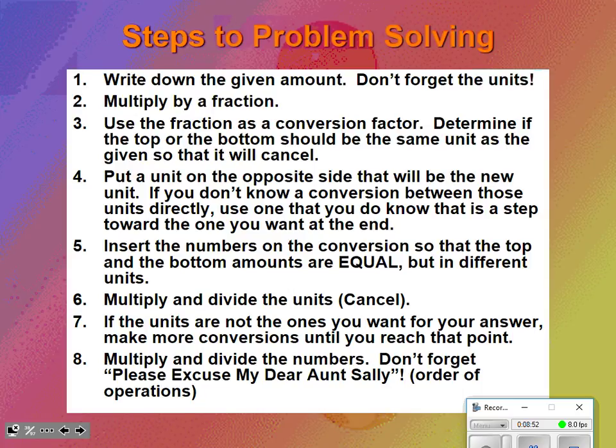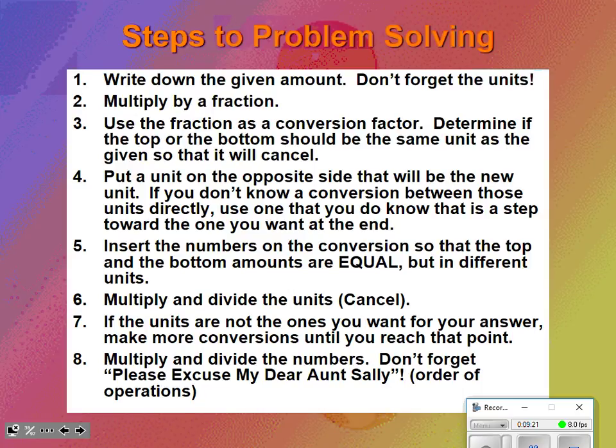Insert the numbers on the conversion so that the top and the bottom amounts are equal, but in different units. Multiply and divide the units, which cancels out your units. If the units are not the ones you want for your answer, make more conversions. That is, if you have an intermediate step.